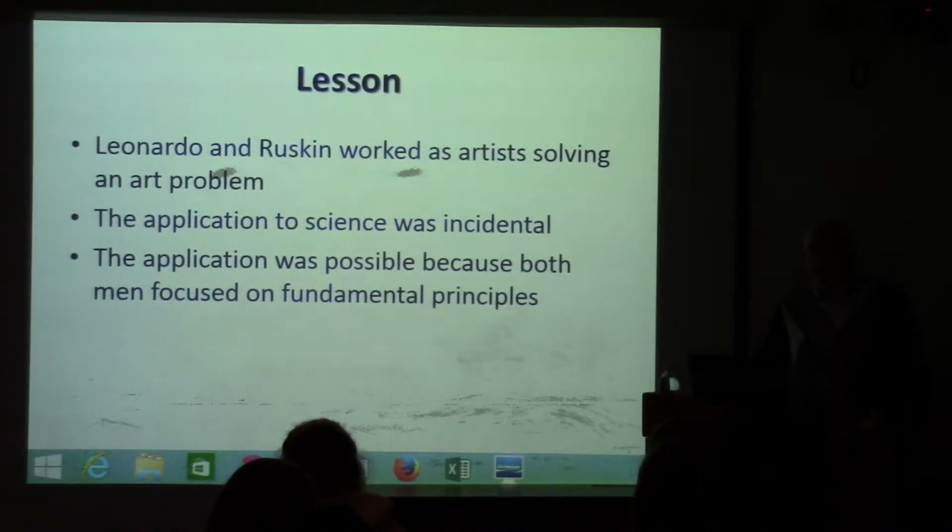What's the lesson here? Especially since many of you may take next semester's course. First of all, these are not two artists who are trying to find a scientific discovery. Okay? And this is often the case. Artists who make contributions to science don't necessarily or even often start out trying to make a scientific discovery. They were trying to solve an art problem.